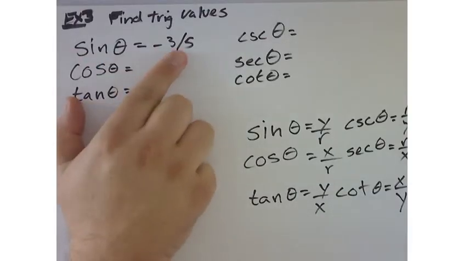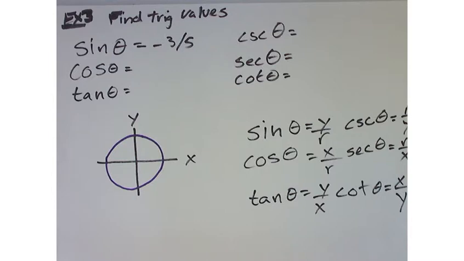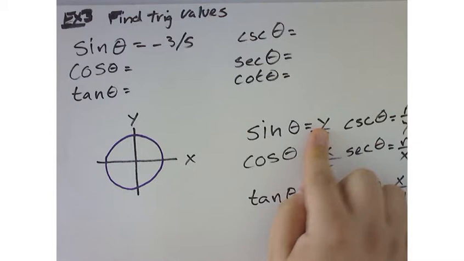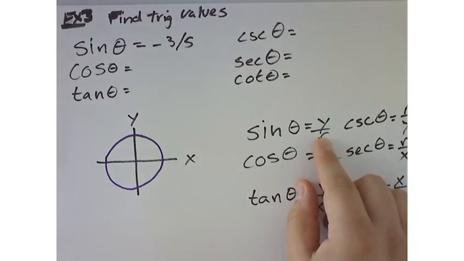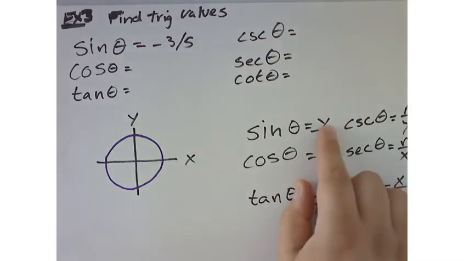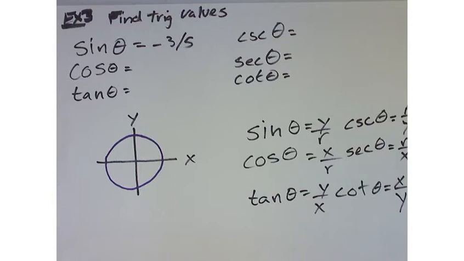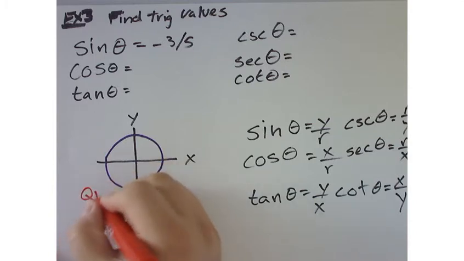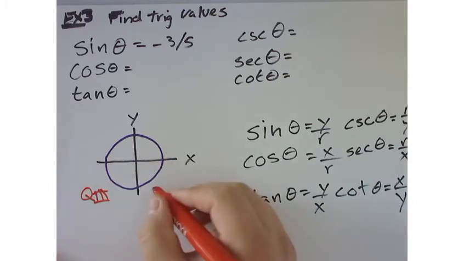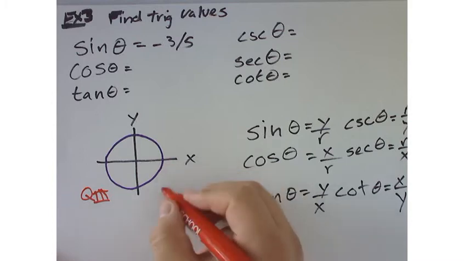So what this means when we say sine of theta is equal to -3 over 5, what we're really saying is the point has a y value of -3 and a radius of 5, right? So -3 over 5 means I have a negative y value. Now that can occur in 2 places. It can occur in quadrant 3, or it can occur in quadrant 4.